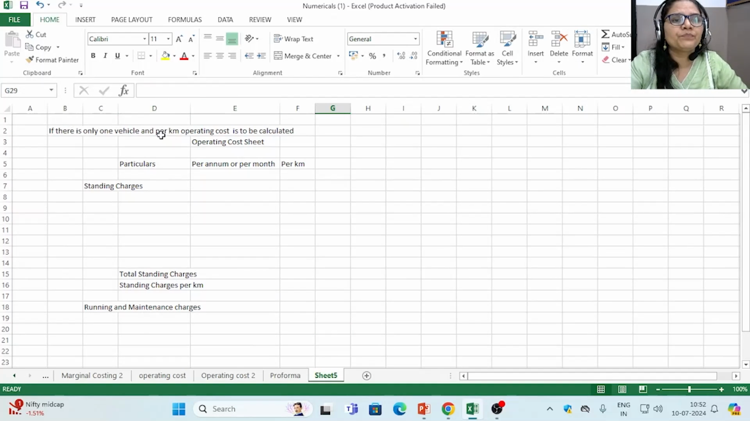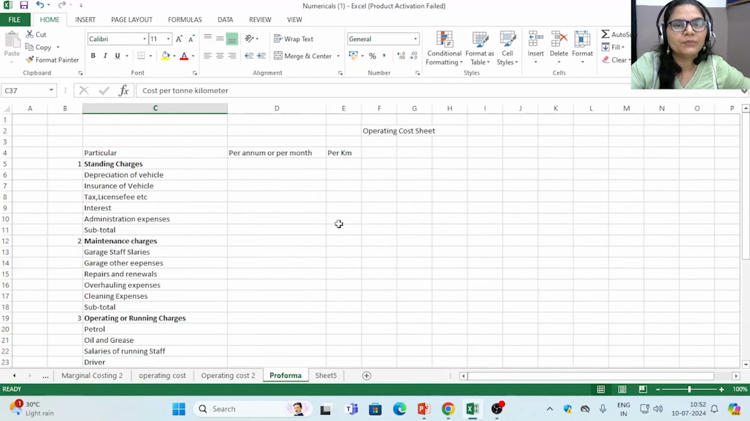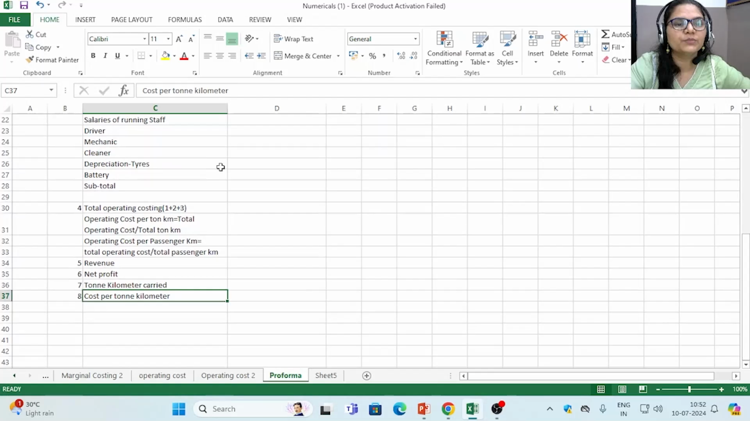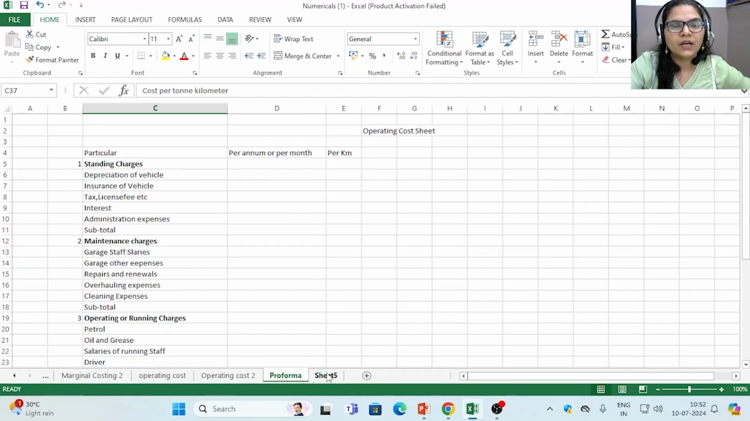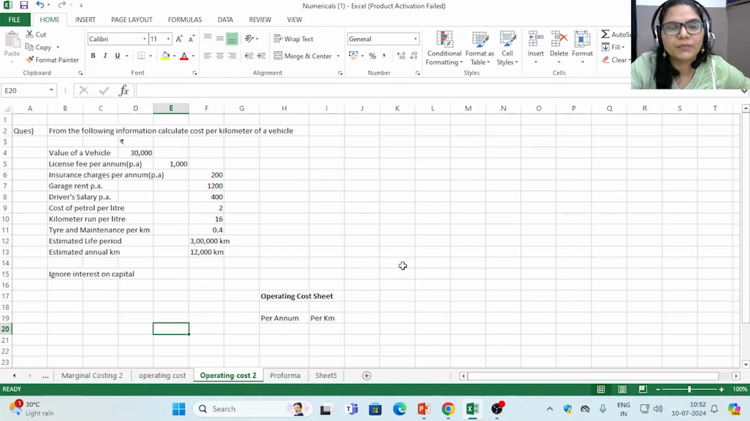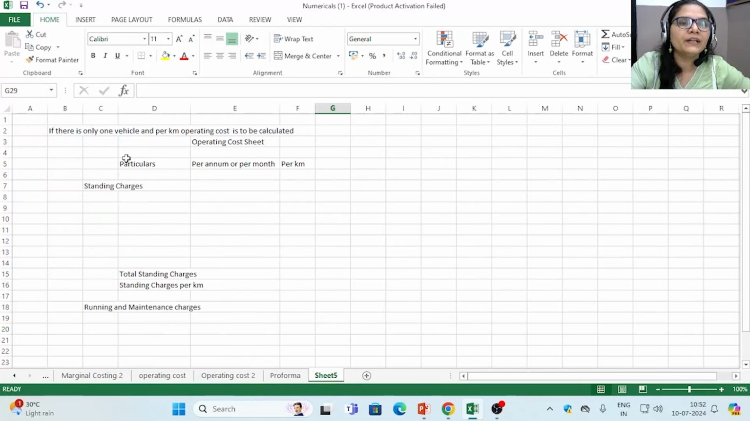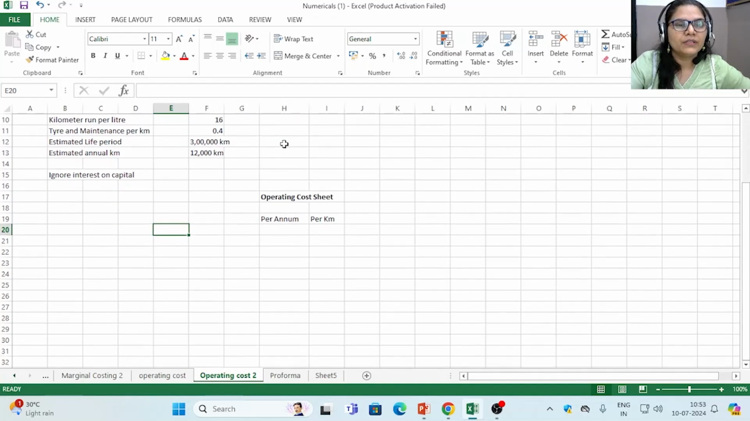So basically, this is a simple format where we are writing in one particular column all the running and maintenance charges, and this format is applicable when there is only one vehicle and per kilometer cost is to be calculated. And basically when we are having more adjustments and more vehicles, the general format is applicable. Now to solve this particular numerical, we will follow this format, which is a simple operating costing format. So let's start.